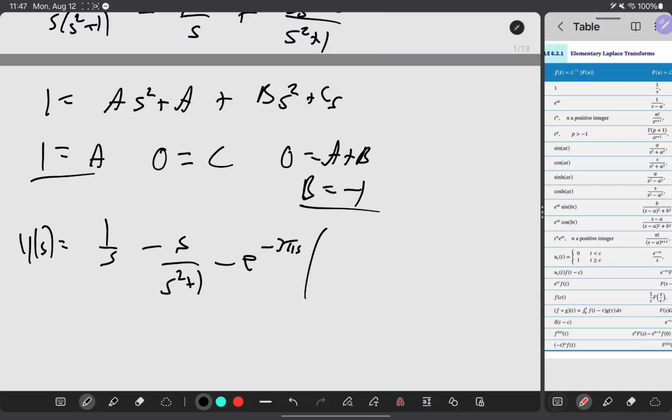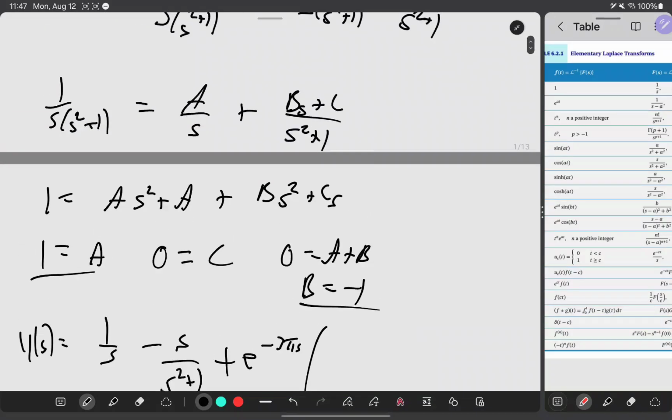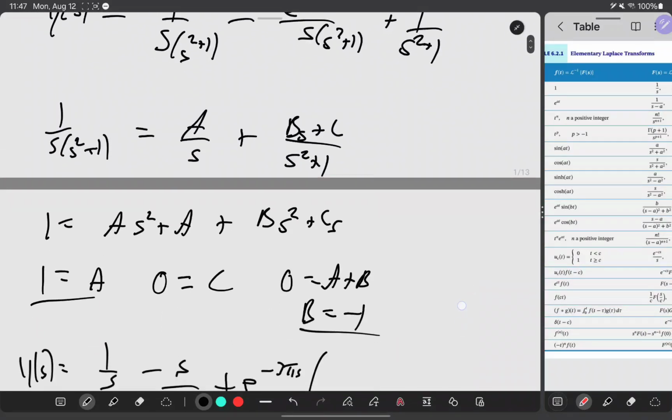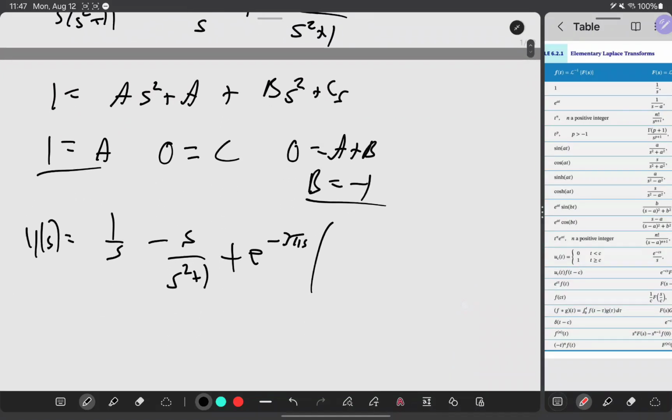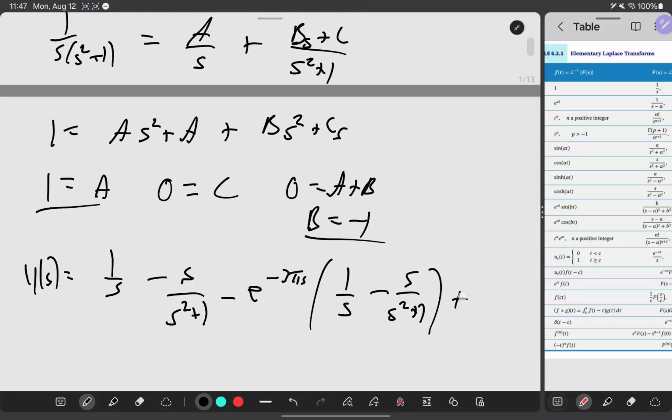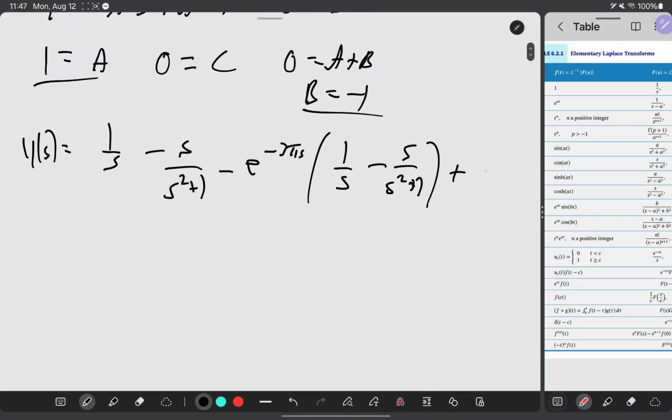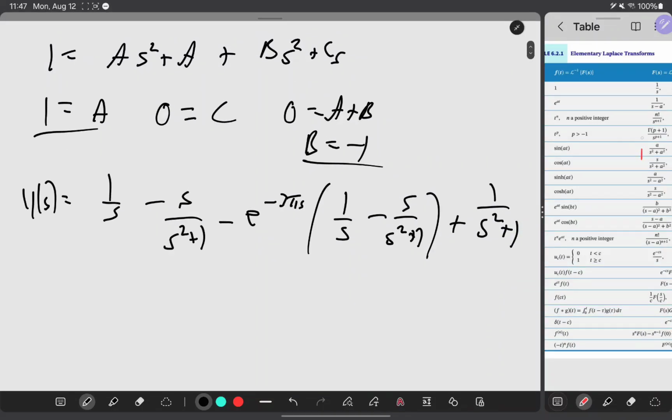Let me look at my... Yeah, that would be positive. Right, because we have this negative and we have that negative, so it becomes positive. Well, it's negative e... And then I'll just rewrite what's... Yeah. Then we have plus that last term, which was... We didn't have to do any partial fraction decomposition for that term, right? That's already in this form for sine.